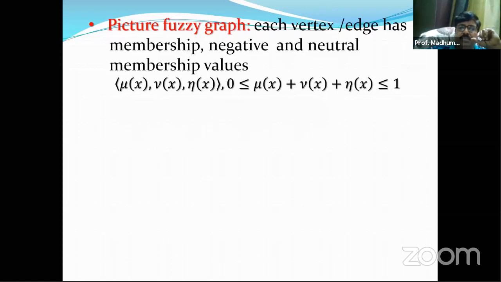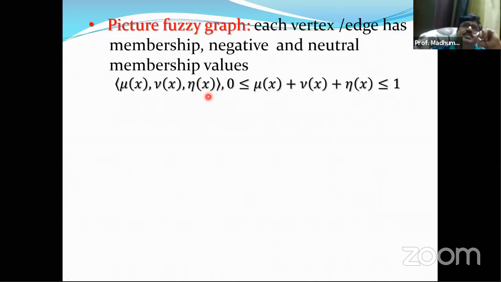And the picture fuzzy graph is also there. In a picture fuzzy graph, there are three things for the same element: mu X, degree of acceptance, mu X, degree of rejection, and eta X, degree of neutrality, neutral values.